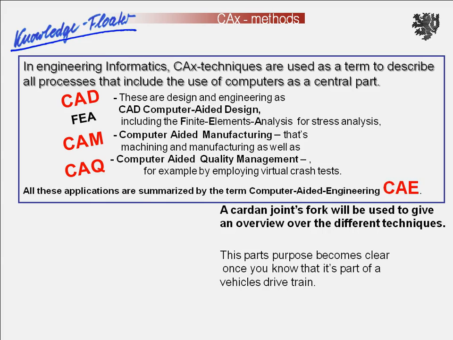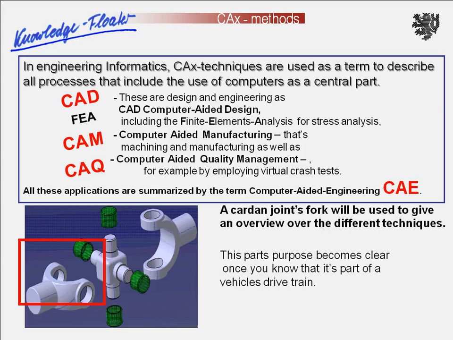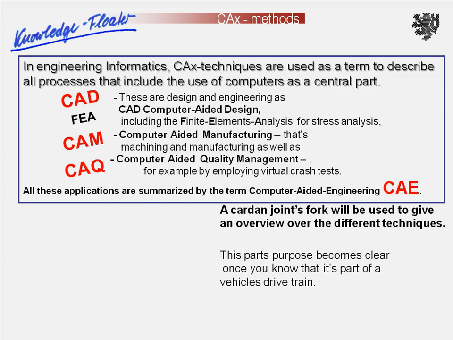A cardan joint's fork will be used to give an overview over the different techniques. This part's purpose becomes clear once you know that it's part of a vehicle's drivetrain.